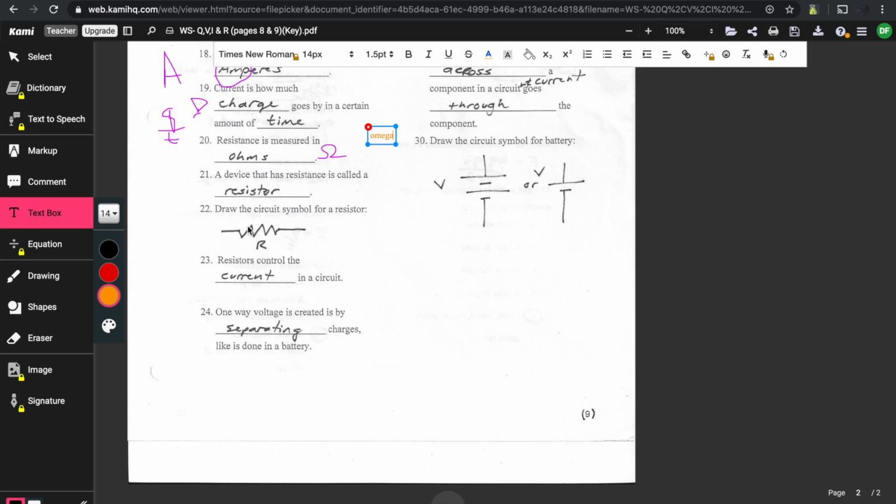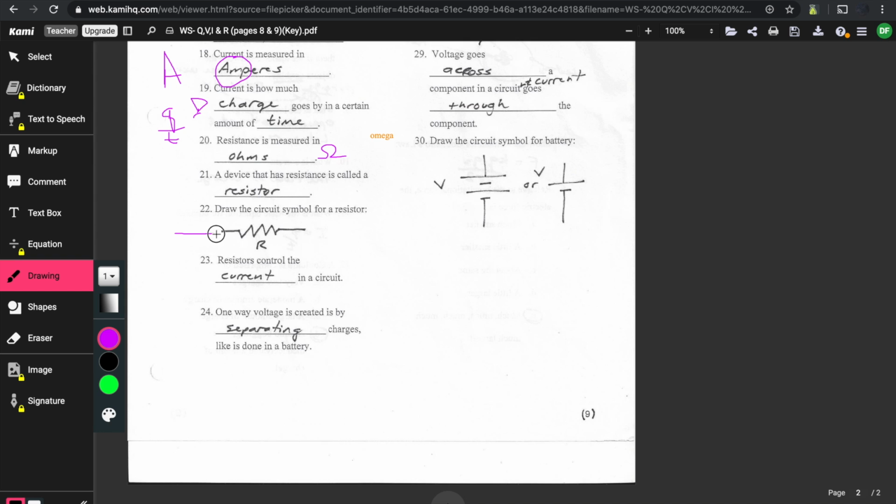Draw the circuit symbol for a resistor. It's a line with some squiggles. So in other words, the current is flowing, it's flowing, it's flowing. Oh, it's not so easy to flow. I've got some resistance, but I can still move through, and now it's moving. When we're talking electricity, a lot of times it's easy to think of it like water. It's not water, but it flows like water. Resistors control how the current flows and how it works in a circuit.